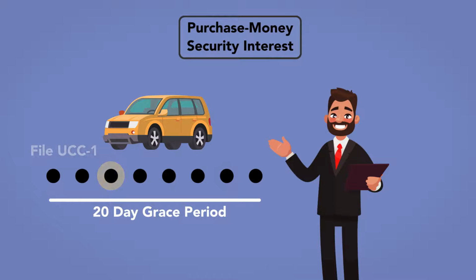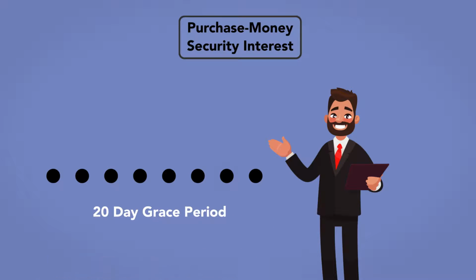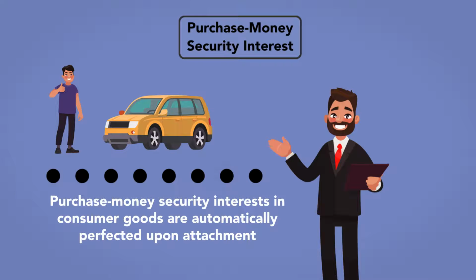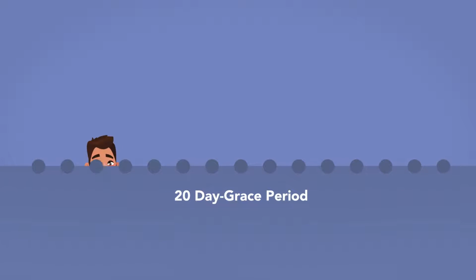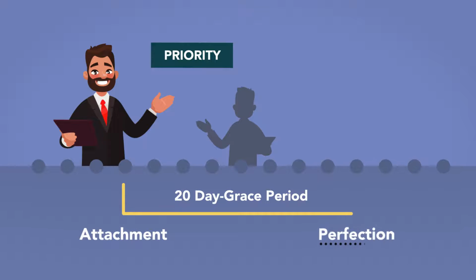their UCC1s. This recognizes that purchase money lending often occurs at the point of sale rather than in a protracted underwriting process, as is the case for lines of credit and other commercial financing. The 20-day clock starts ticking as soon as the collateral is delivered to the debtor. We must keep in mind that purchase money security interests in consumer goods are automatically perfected upon attachment, so there's no required timeline. The 20-day grace period enables the purchase money lender to take priority over another secured party who may claim an interest in the financed collateral between attachment and perfection.